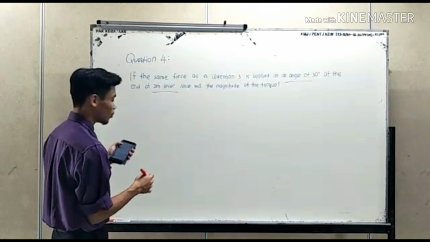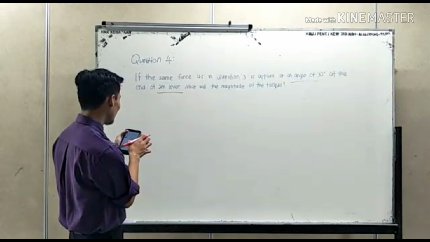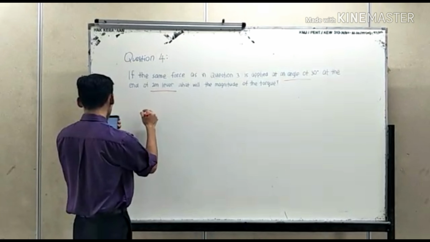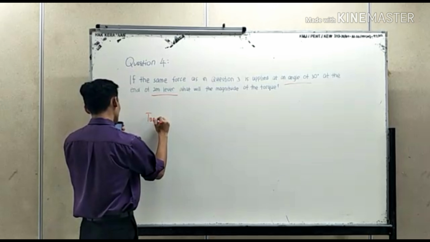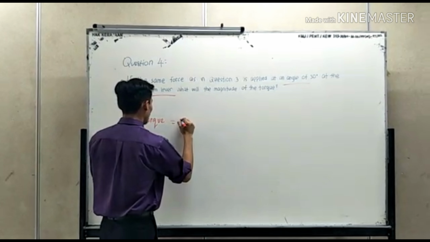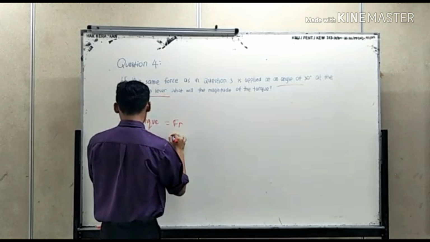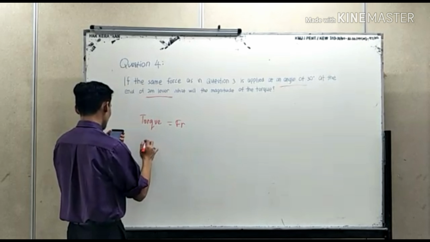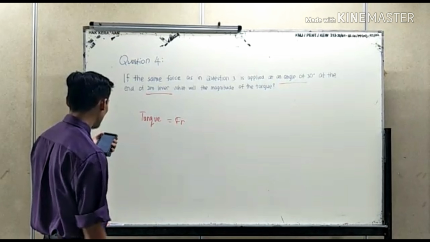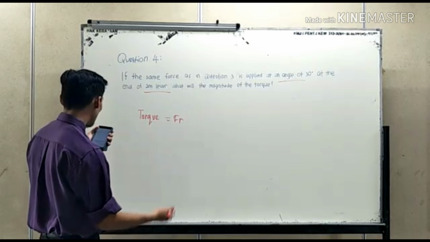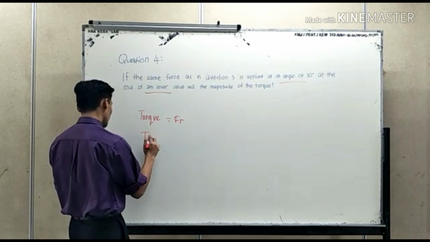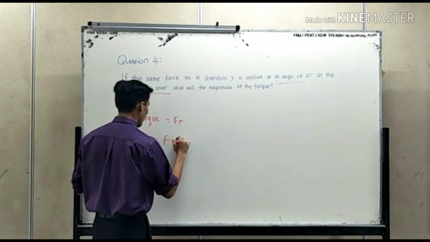We know the force, the radius and the angle, because we get the force from question number 3. We just simplify the equation by putting in the numbers. That is torque equals F R sin theta.